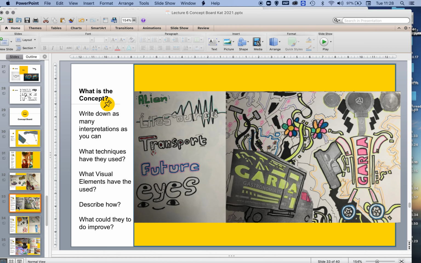So this idea that this alien life source has come to the planet as part of the future. They're kind of taking over these transport networks, and obviously their eyes are something to do with their power as well.